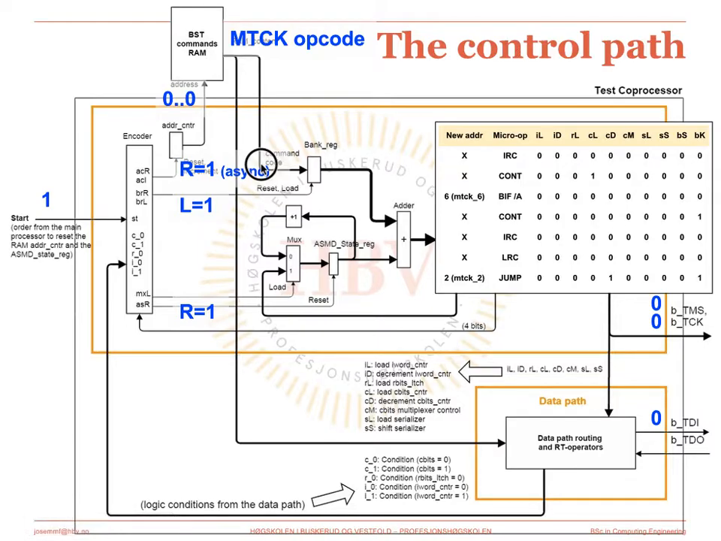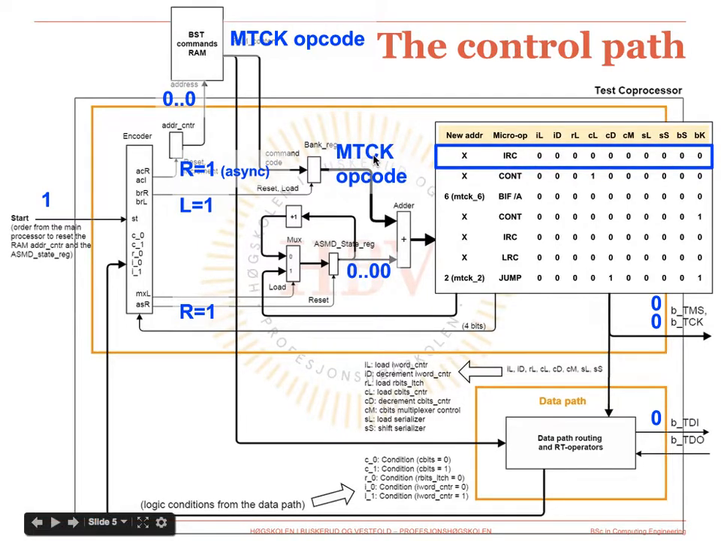Upon the next clock cycle, what will happen is that the bank register will be loaded with the MTCK opcode, and the ASMD state register outputs will be all 0. And this means that we are now in the first position of the microprogram memory corresponding to the MTCK section, and we will be ready to start the execution of this test command.